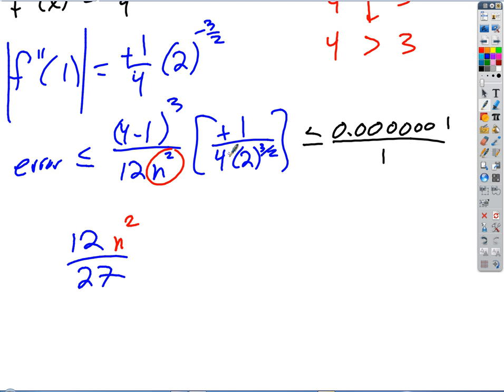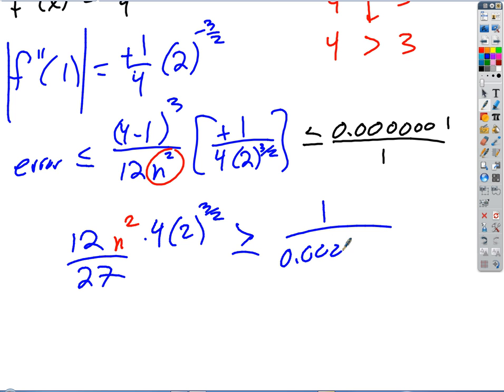So we flip this, and we're going to get 4 times 2 to the 3/2 is greater than or equal to, don't even bother, just leave it as, make that a reciprocal. Just 1 over some really small number. Calculator will take care of turning that into a big number. Let it do the hard work.